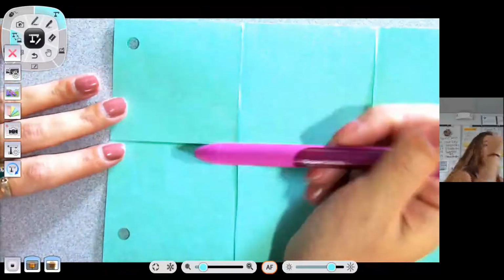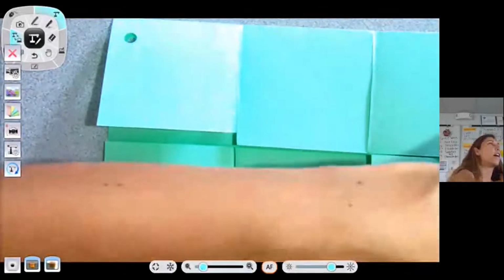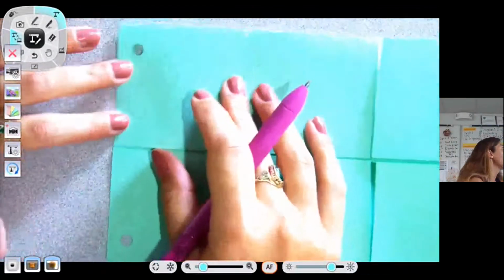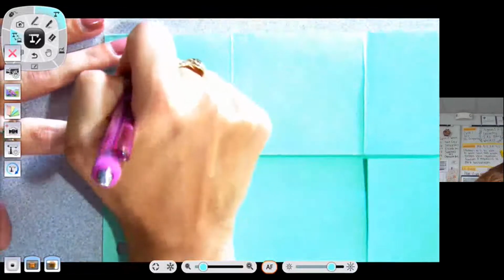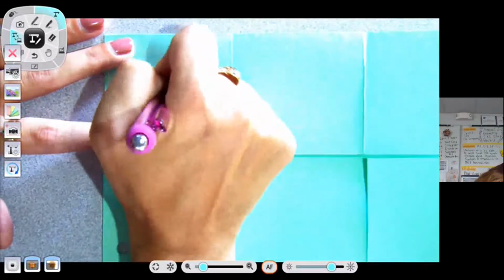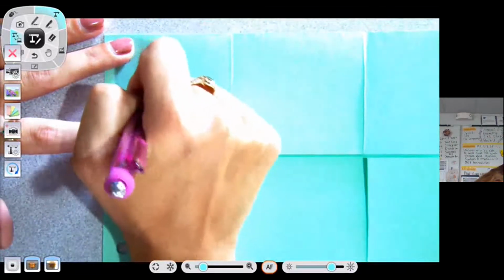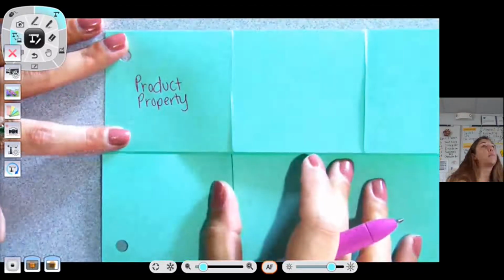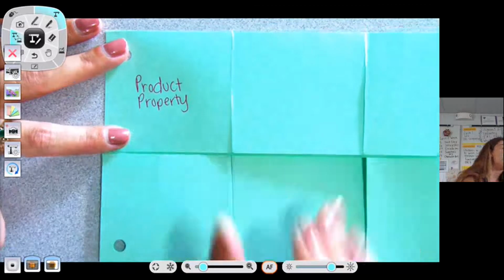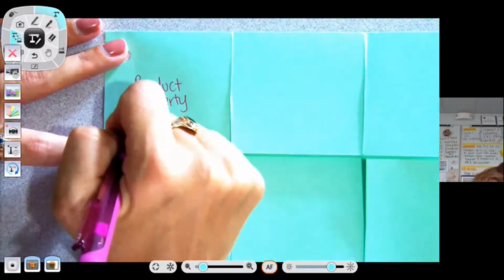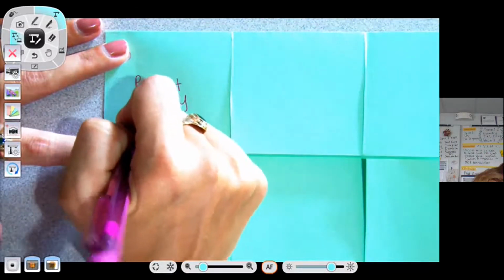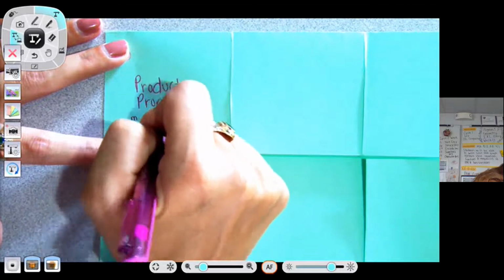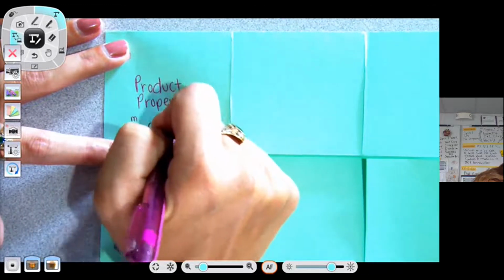Easiest one, so I'm going to put them right here. We'll fill in the covers first. The first cover is going to be called the product property. The product property, product means multiply in math. So usually you're going to have like a to the nth power times a to the nth power. And the properties are the same from last year.